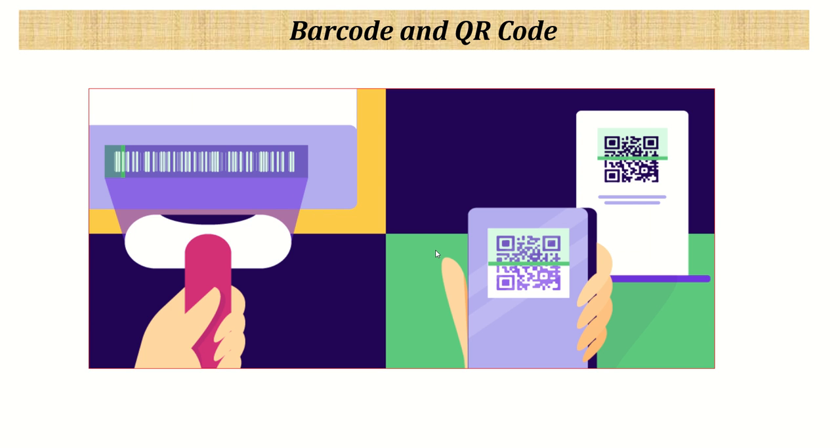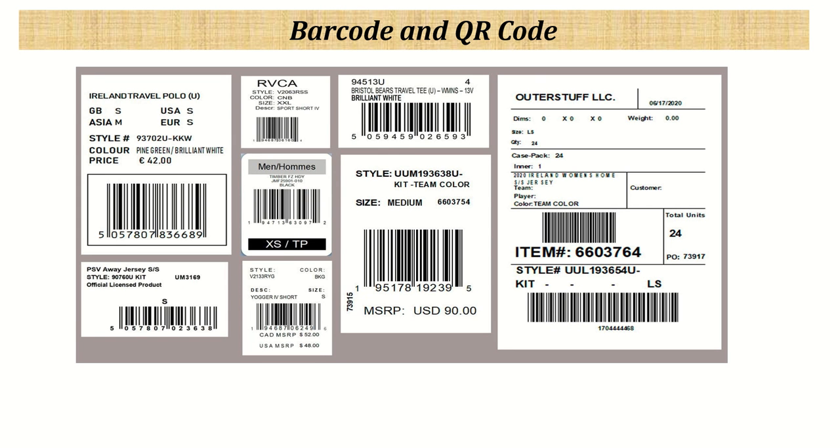And the second thing, in the QR code all the information is stored in the vertical as well as horizontal format, whereas in the barcode it is all stored in the horizontal format. Here are some examples: on every standard product box, we can see the barcode for the item serial number, item code, etc., which can be easily read through the barcode scanner.